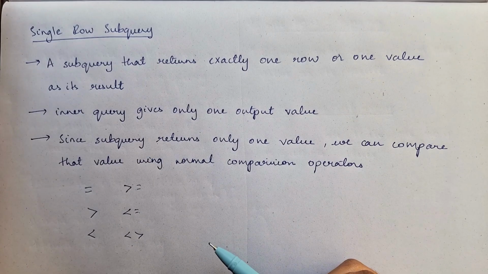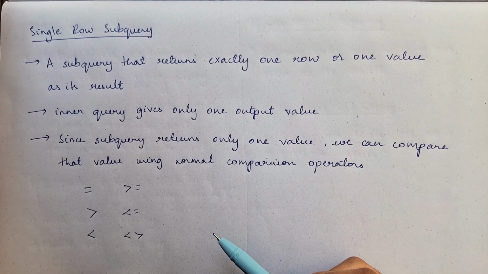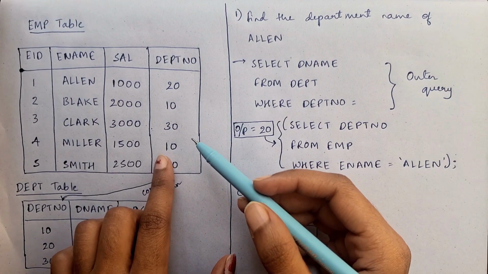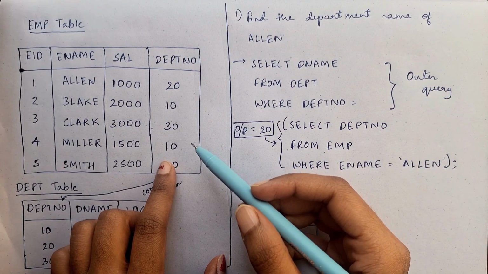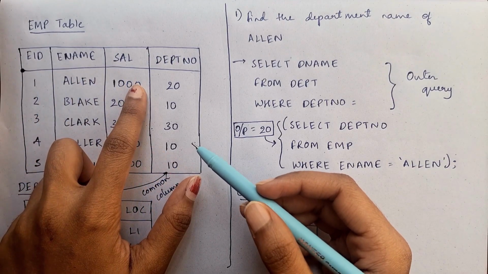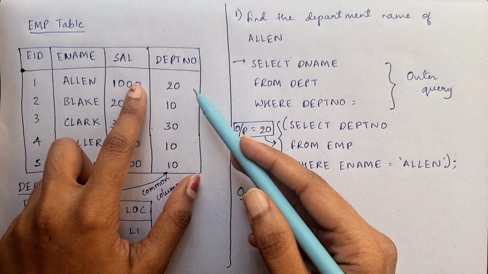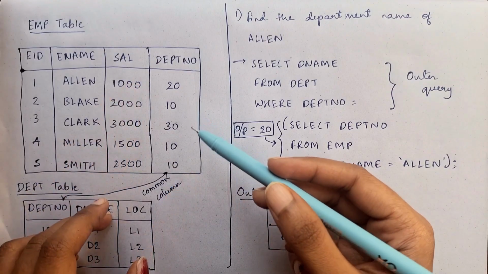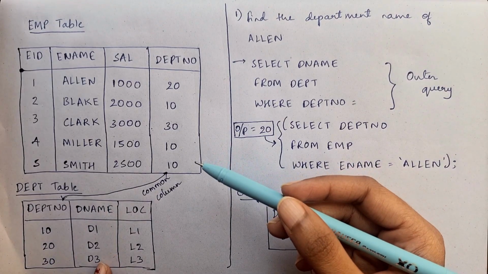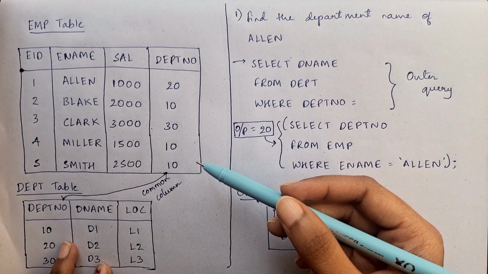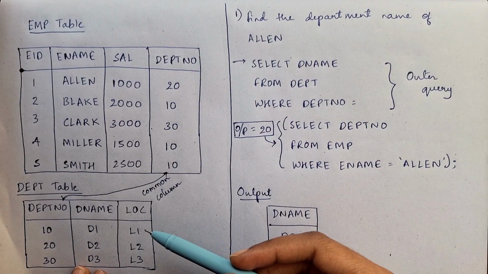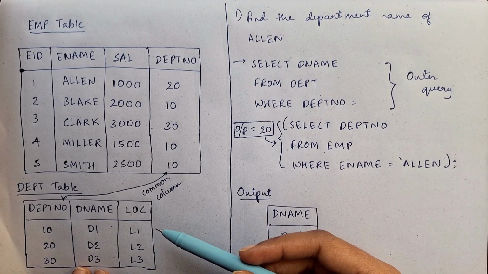Now let's understand this concept using an example. Suppose we have two tables in the database. First one is the EMP table, which has 4 columns, that is employee ID, employee name, salary, and department number. And this table stores the employee information. And we also have a department table which has 3 columns, that is department number, department name, and location. And this table stores the department details.